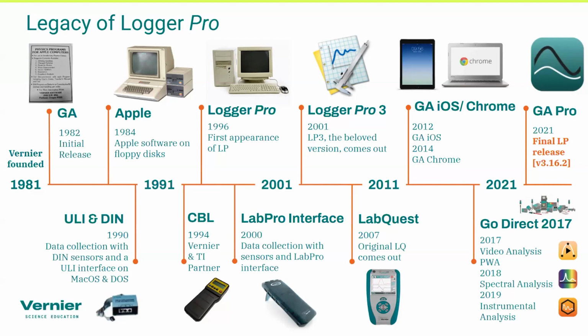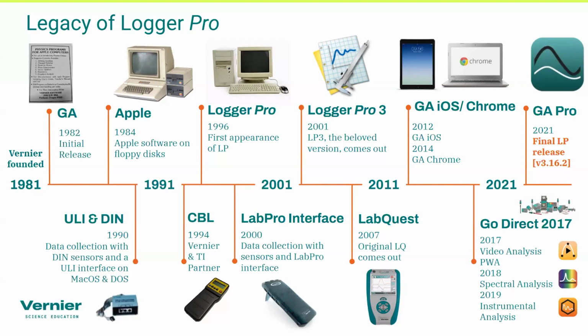And so finally, in 2021, we got all the best development tools we could. We developed the most robust version of Logger Pro that we could for its final release, 3.16.2, the one that many of you are probably still using today. And we wanted to give it as long a life as possible.